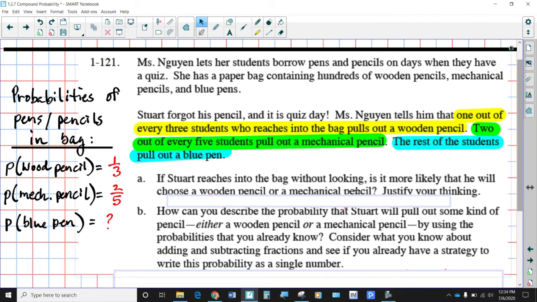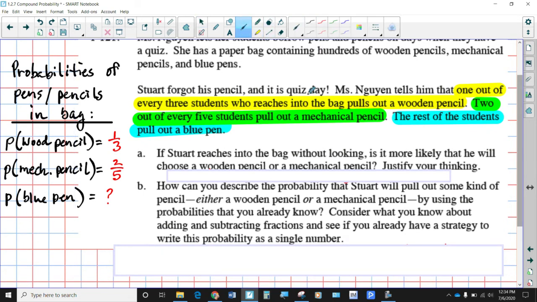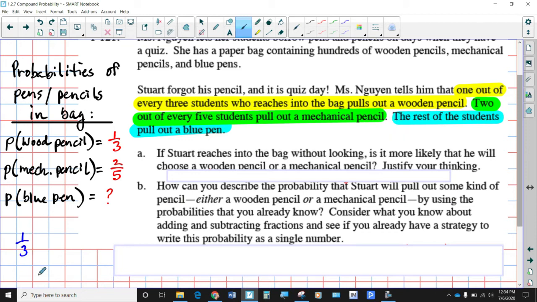All right, so looking at question A. If Stuart reaches into the bag without looking, is it more likely that he will choose a wooden pencil or a mechanical pencil? And then it says to justify your thinking. Well, we do know those two probabilities, right? We know 1 out of 3 pull out the wooden pencil. So let's go ahead and jot that down. That's the probability for the wooden pencil. And then 2 out of 5 get the mechanical pencil.